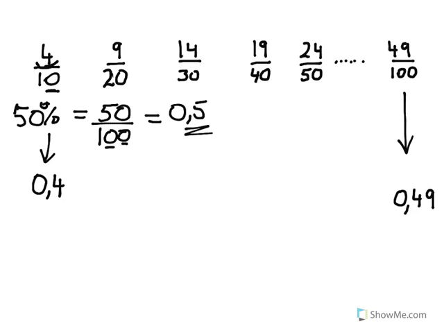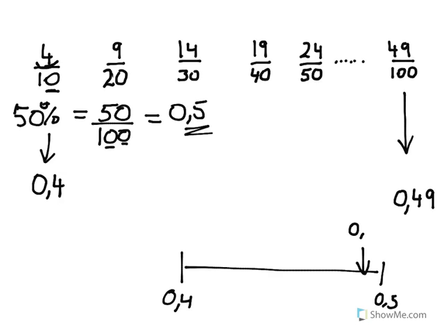So 0.49 as a decimal is much closer to 0.5 than 0.4 was, because if we think of the number scale here, we've got 0.4 here, and we've got 0.5. 0.49 is going to be here on the number line, whereas 0.4 is quite a lot further away. Let's look at some of the other ones then.